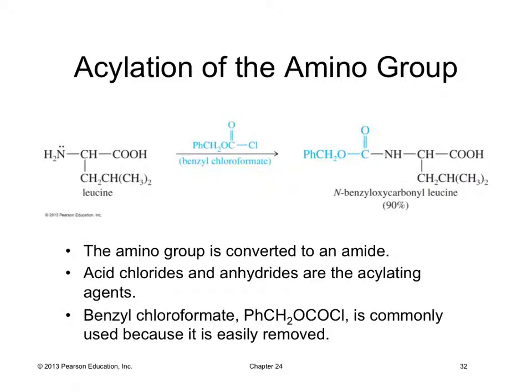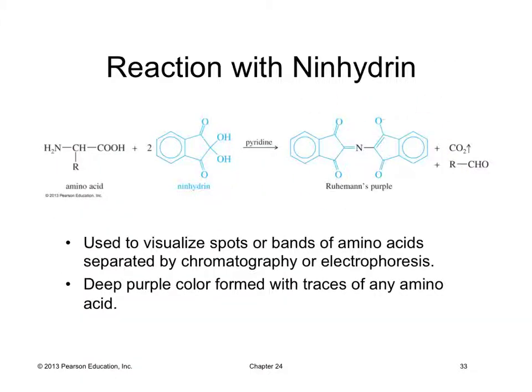You can also acylate the amino group using benzyl chloroformate. In this case, you're having nucleophilic attack. Electrons go up, down, kick off the chlorine to generate the N-benzyloxycarbonyl leucine, in this case because it's a leucine that's being protected. And then this can be easily removed as well.